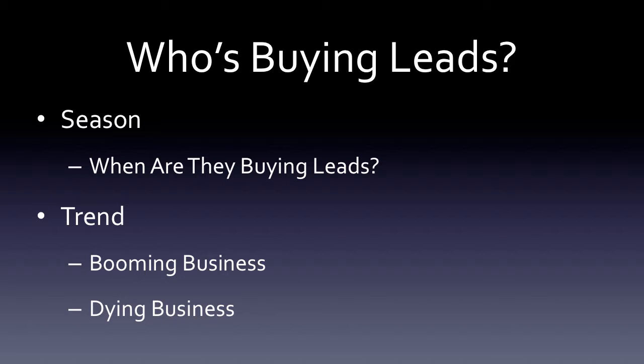For example, in the last module I had talked briefly about the mortgage business. For a long time, especially in 2006, 2007, the mortgage business was a booming business. Interest rates were low and there was a lot of liquidity, and it was easy for mortgage companies to get loans closed. And so they had a lot of money and they were spending most of that money buying leads to build their business.